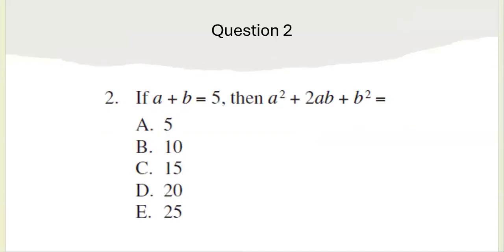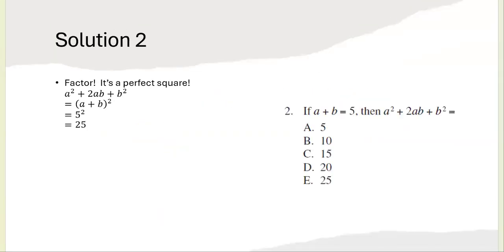Question 2, a plus b is 5, then a squared plus 2ab plus b squared equals what? Hopefully you recognize that this is the perfect square of a plus b quantity squared. Okay, so since a plus b is 5, 5 squared is 25. We have to know how to factor.